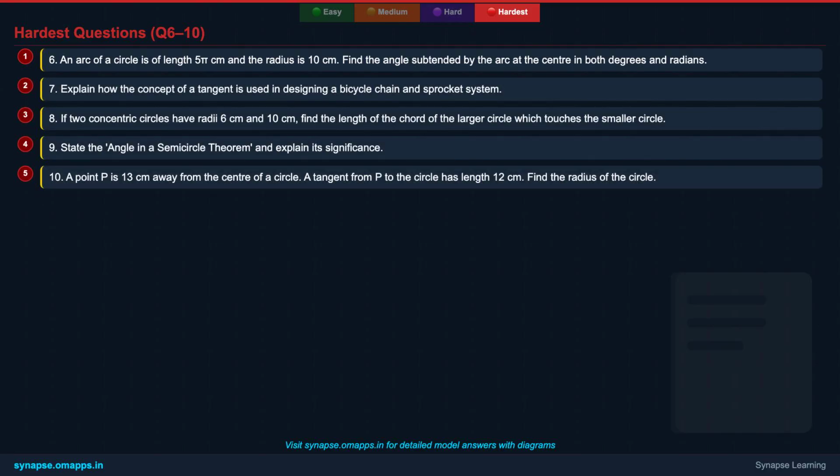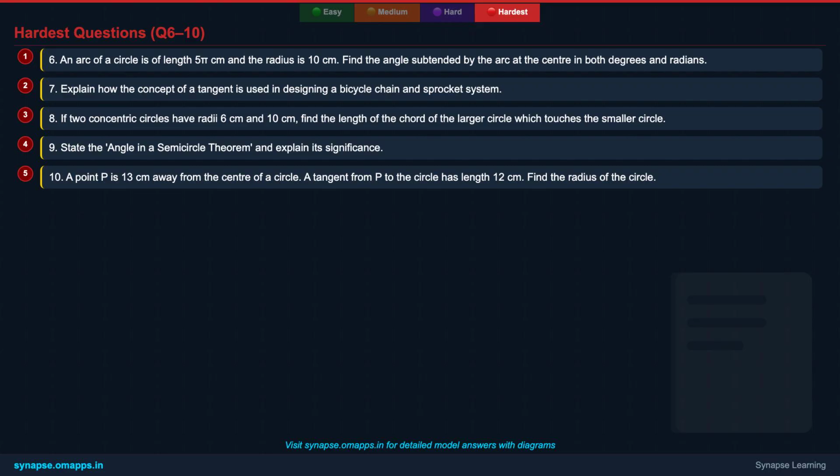An arc of length 5 pi cm with a 10 cm radius, find its central angle in degrees and radians. How are tangents crucial in bicycle chain design? Two concentric circles, radii 6 and 10 cm, find the length of the larger circle's chord which touches the smaller one. State and explain the angle in a semicircle theorem.